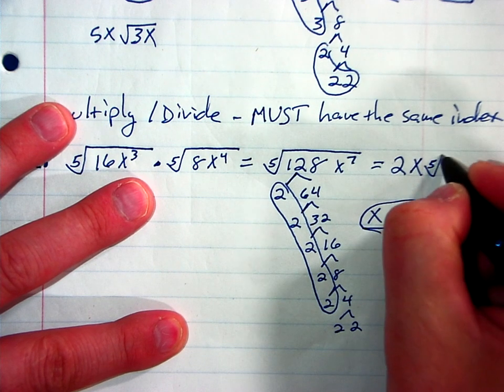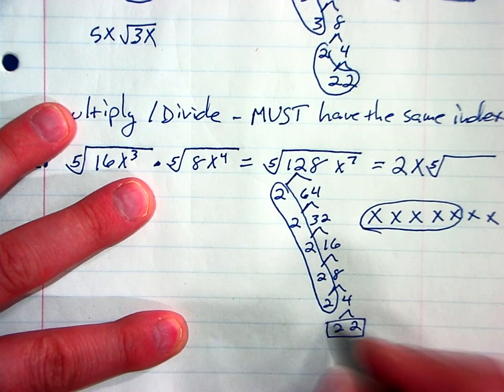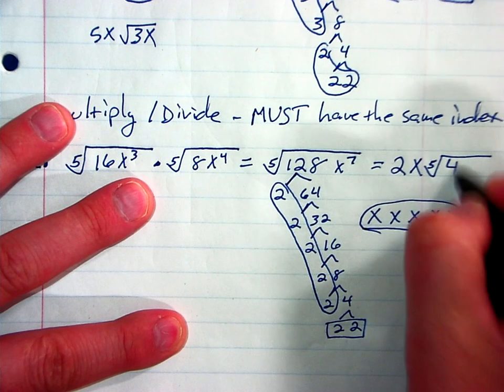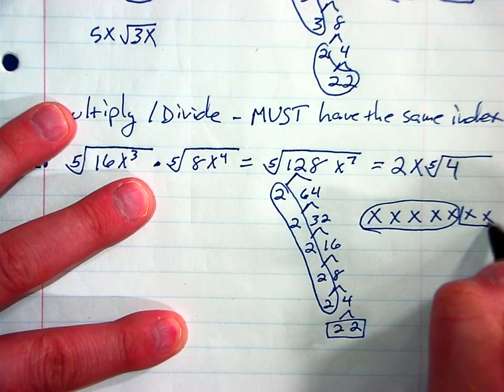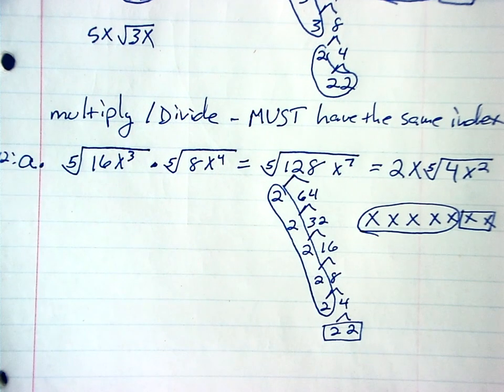All right, so now this is our fifth root. Who did not get out? Those 2's. So 2 times 2 is 4, and x times x is, there you go. Congratulations. That's the easy part of this one.